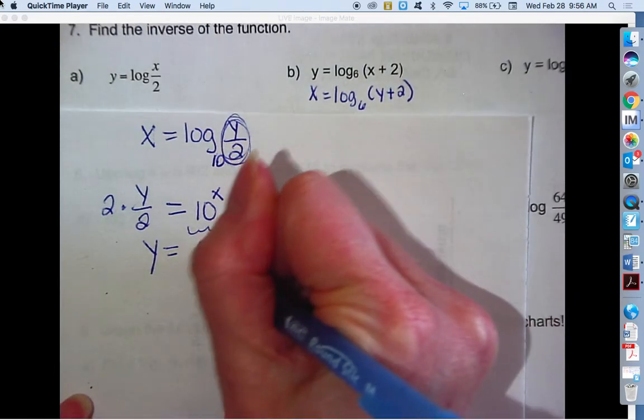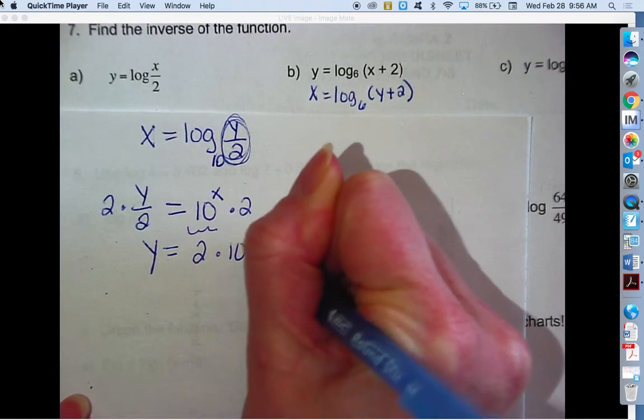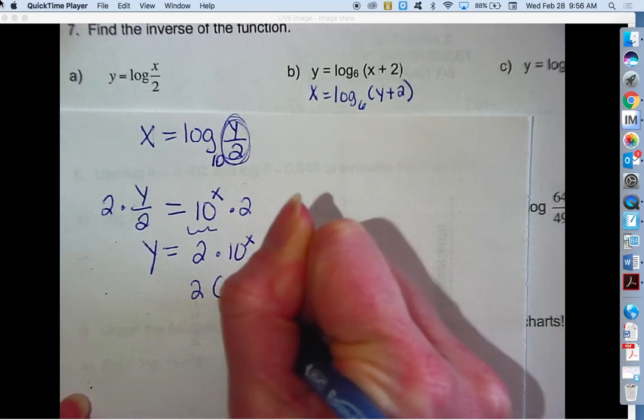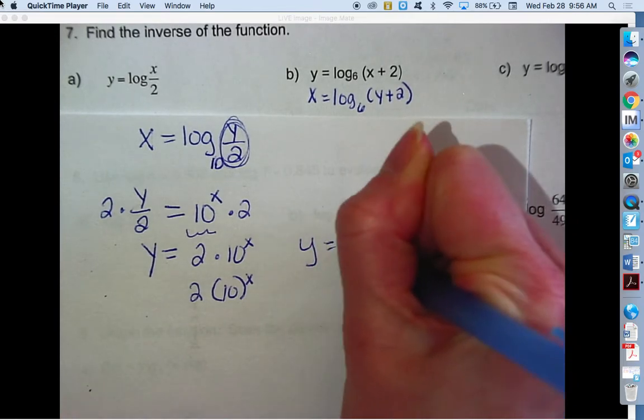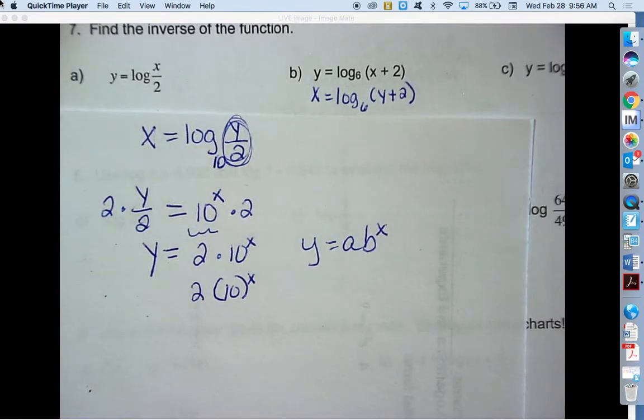So you can write it as 2 times 10 to the x. You could write it as 2 with 10 in parentheses to the x. But that's the form that we started this chapter out with. That's my y equals ab to the x form, where 2 is the initial value, b is the base or the growth factor, the decay factor. The power is x. So you don't multiply numbers together if they're not the same type of number. If one is an exponent and the other one isn't, we can't multiply them together. They have to have the same exponent for us to multiply them together. Other questions? Jenna?